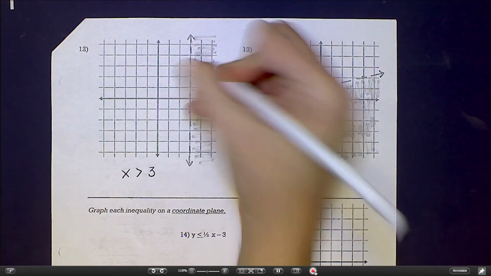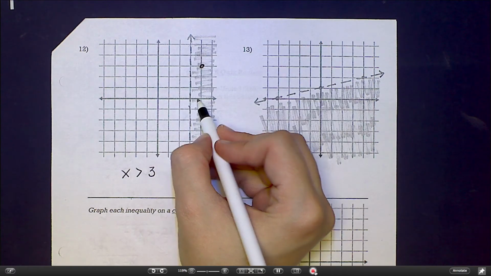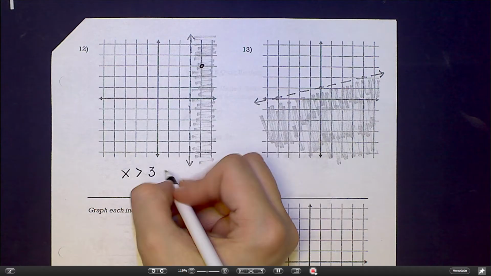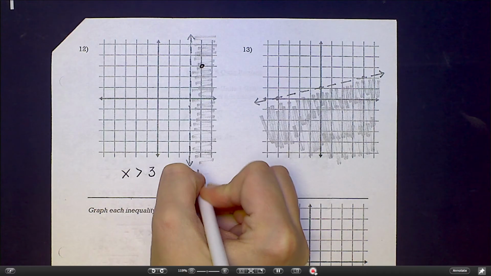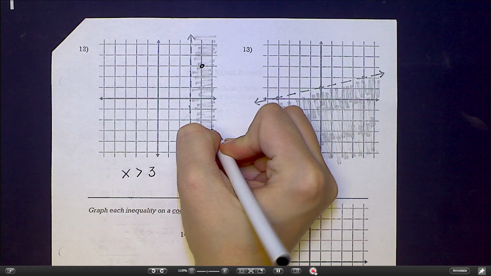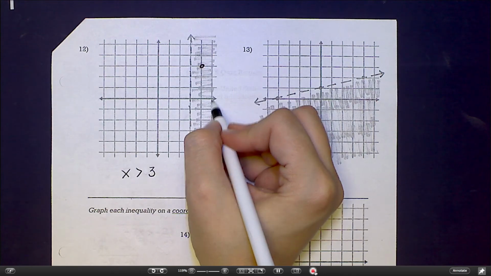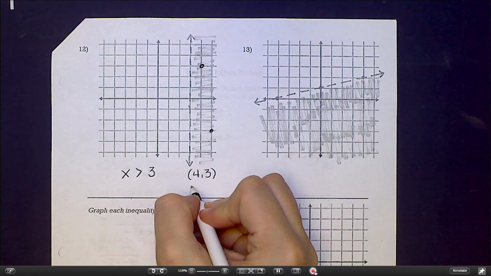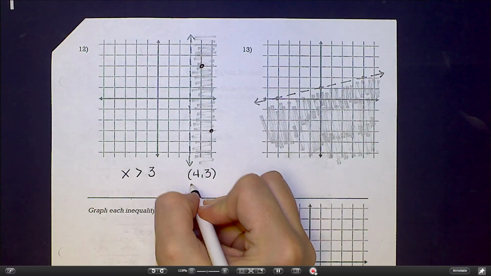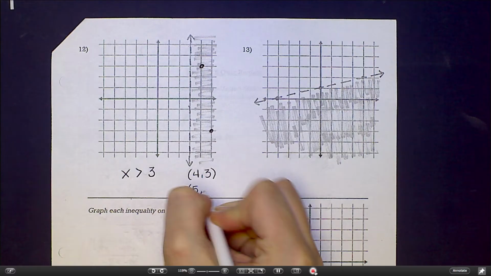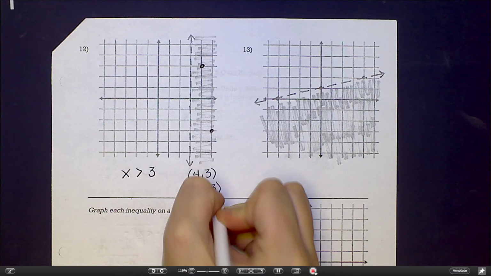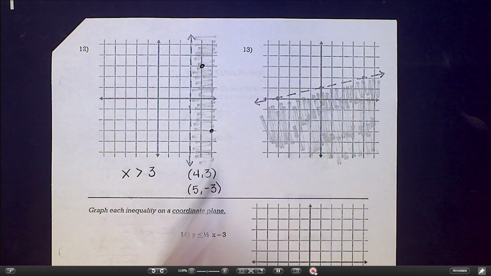So maybe that point. And that's 1, 2, 3, 4, 3. This point, which is 5, -3. So I could keep going all day. You're picking any points that are in this shaded area, and it's totally up to you what you choose. Just make sure that they land somewhere in the shaded area.